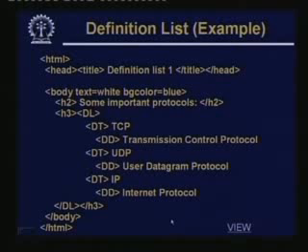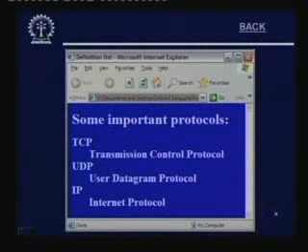This is a complete example which illustrates the use of a definition list. It is the same example that I have shown in the previous slide, I have shown here, where this is encapsulated within H3 to make it appear bigger, and of course, there is a heading H2, some important protocols. This is the file. Now, if we display this on a browser, we see something like this.